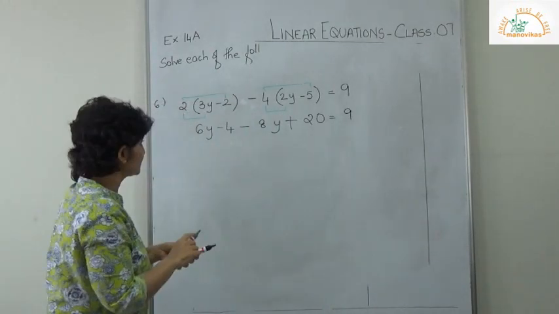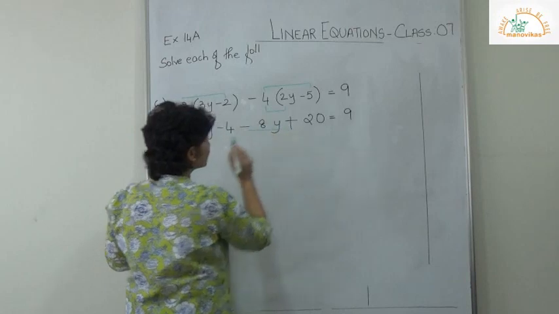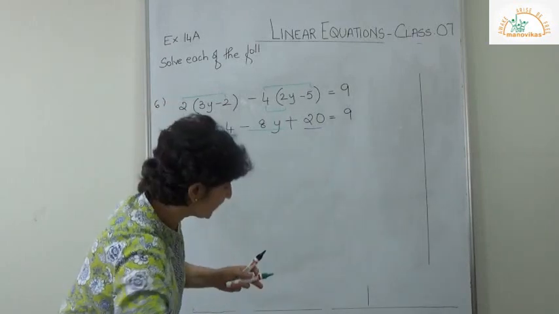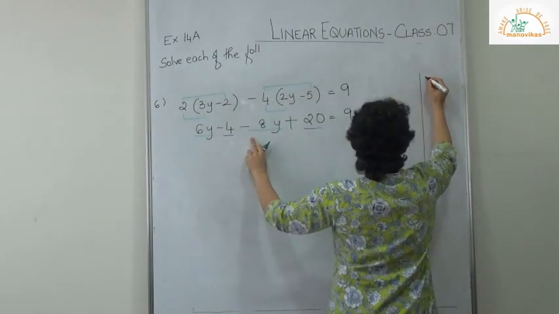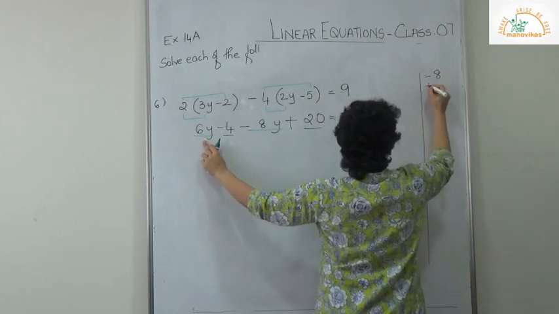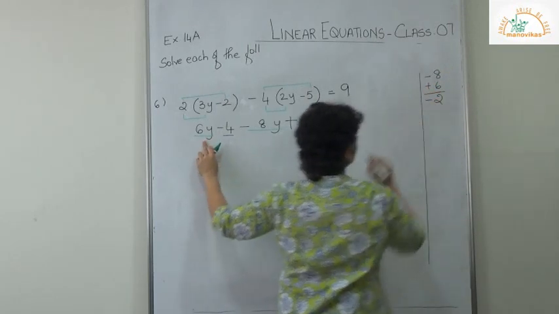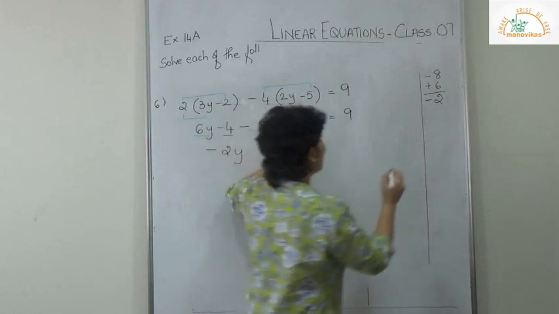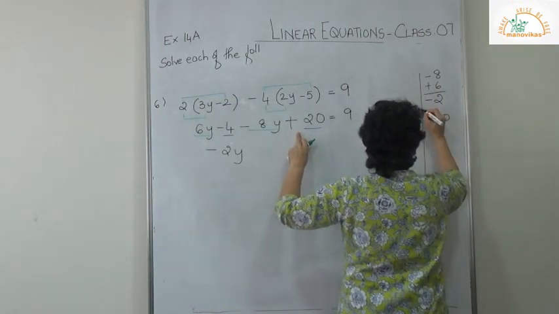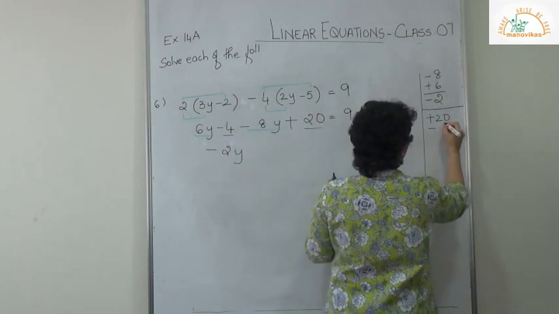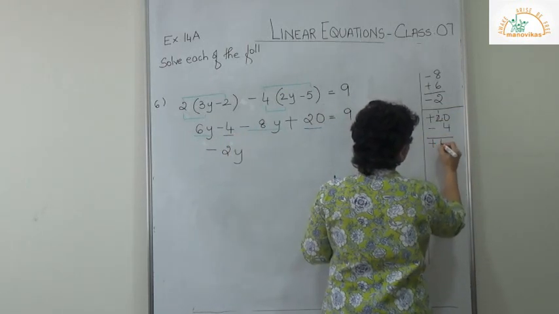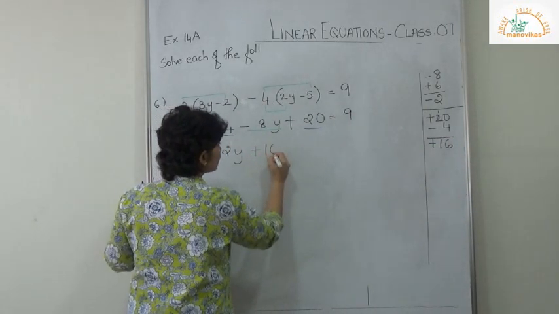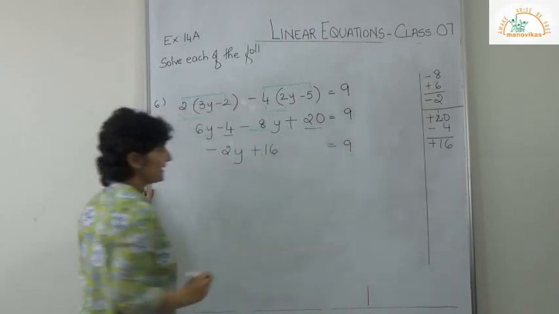Let's solve the like terms. I have 6y minus 8y, and then I have minus 4 and plus 20. So let's solve it. I have minus 8y plus 6. Different family, subtract. Correct? So I get here as minus 2y. Then I have plus 20 and minus 4. So what do I get? Plus 16. Isn't it, children? Alright. So I get here as plus 16, which is equal to 9.